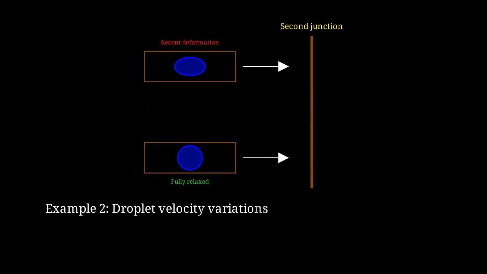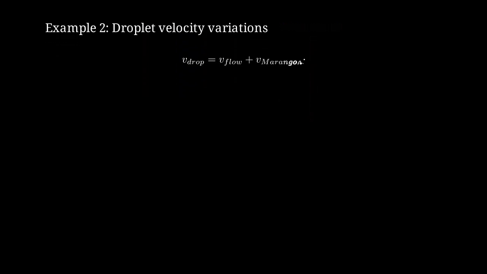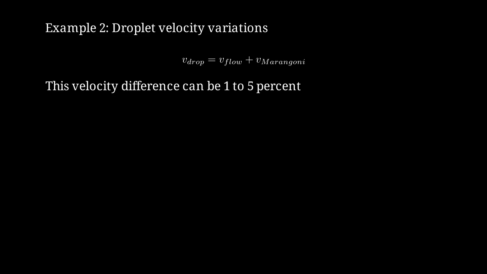Droplets with memory can travel at slightly different velocities, even in identical flow conditions, because the internal Marangoni flows affect the drag forces. The droplet velocity is the sum of the imposed flow velocity plus a correction term from Marangoni-induced flows. These velocity differences are typically small, around 1 to 5%, but they're measurable and can accumulate over long channel lengths.